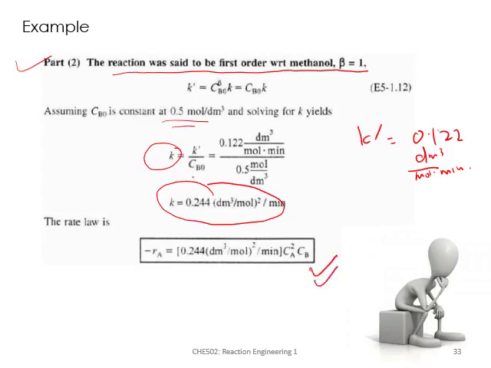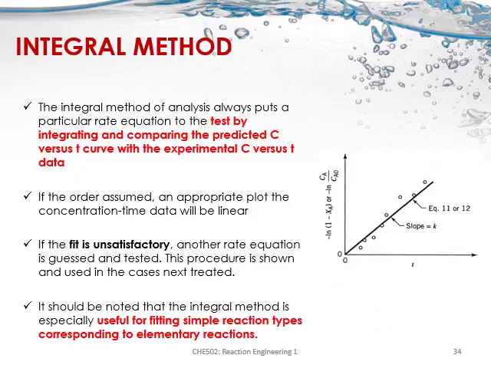Negative rA is equal to k CA squared CB to the power of 1. We know alpha, that is 2, from the slope. So this is the integral method, which we'll explain in the next video.